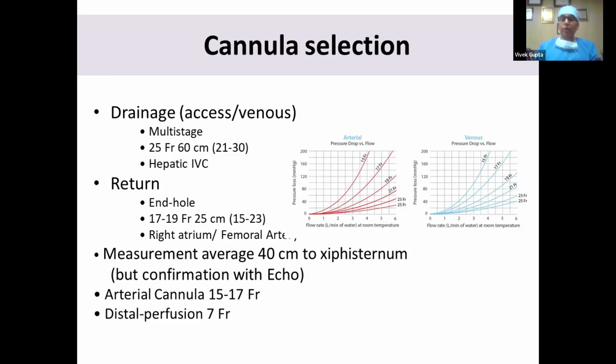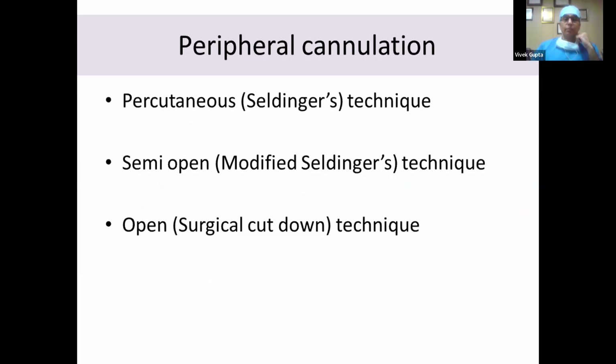And when we talk about VA ECMO, we should ensure distal perfusion. Distal perfusion means that when we are placing a 17 or 19 French cannula in the artery, the distal limb perfusion may be compromised, and we should ensure that we put in a 7 French sheath which is connected to the arterial cannula so that distal limb perfusion can be maintained to prevent any ischemia or gangrenous changes in the lower limb.